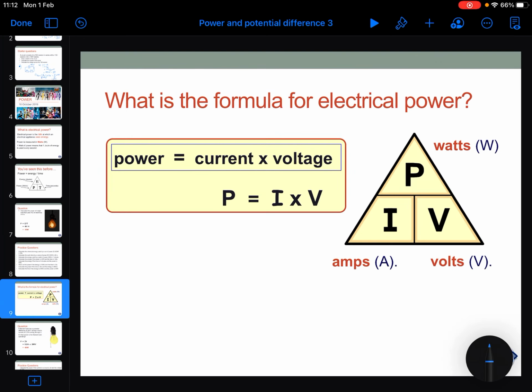Next equation. Told you it's just equation practice questions, go. Power is current times voltage. Now this is electrical power, because obviously you can use power if you are lifting up a book, but you're not using electricity, you're just using your arms. This one is electrical power. Power, watts, current, amps, voltage or potential difference, volts.